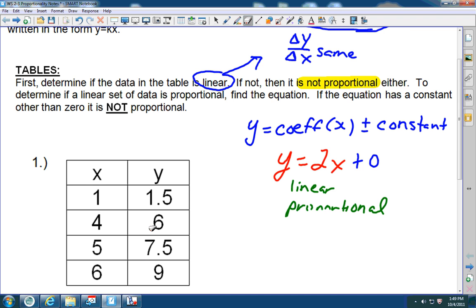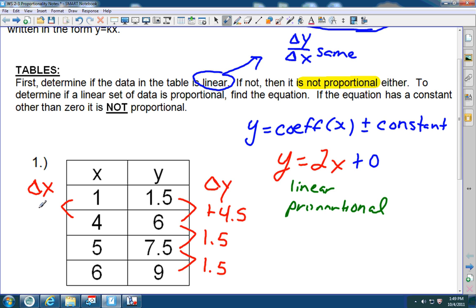So right here, I'm going to find delta y, the change in y. This right here is plus 4.5. You can always find that by taking 6 minus 1.5. Right here, this is 1.5. This right here is 1.5. Then you have to find delta x, the change in x. This is 3. This is 1. And this is 1.